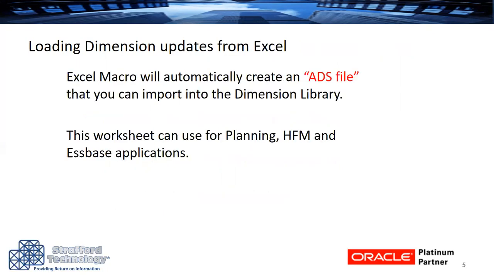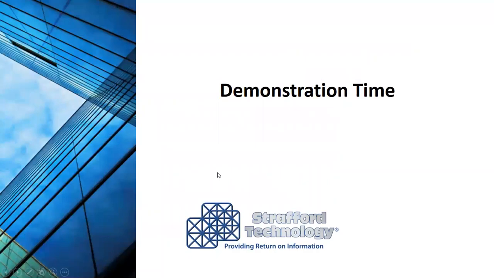So what we do is we have an Excel worksheet that has a macro on it that creates the ADS file. This ADS file can be quickly loaded into EPMA in the dimension library, and I will show you that in a few minutes. The worksheet that we have can create dimensions for Planning, HFM, Essbase, any of the current applications that are out there. So let me show you the application.